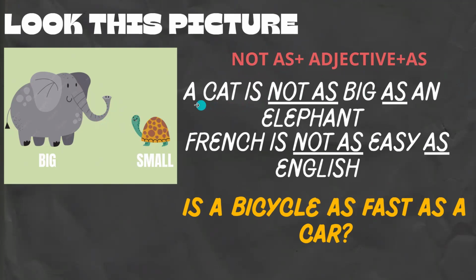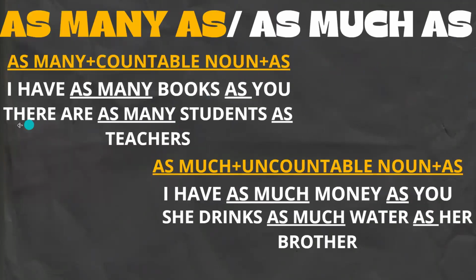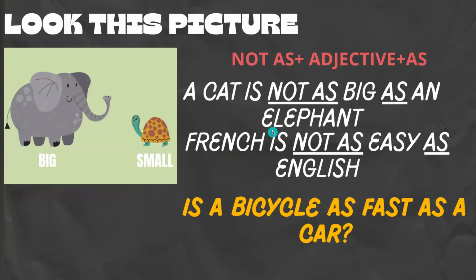For example, a cat. Okay. A cat is not as big as an elephant. It means that they are totally different. A cat is different and is not bigger than an elephant. Okay, this is the contrast with as. Can you read the second example, Rachel? Yes. French is not as easy as English.